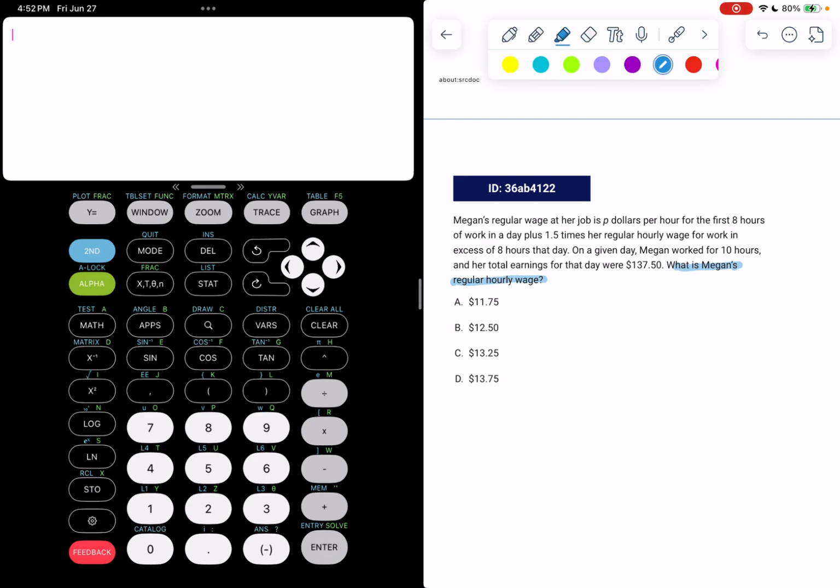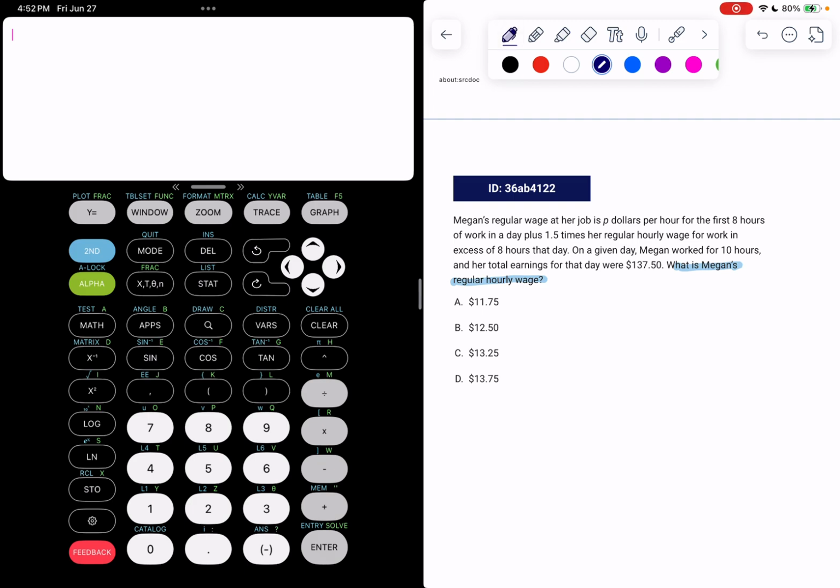Megan's regular wage at her job is P dollars per hour for the first 8 hours of work in a day, plus 1.5 times her regular hourly wage for work in excess of 8 hours that day. On a given day, Megan worked for 10 hours and her total earnings for that day were $137.50. What is Megan's regular hourly wage? So that's a lot of information, so let's make sure we extract it.